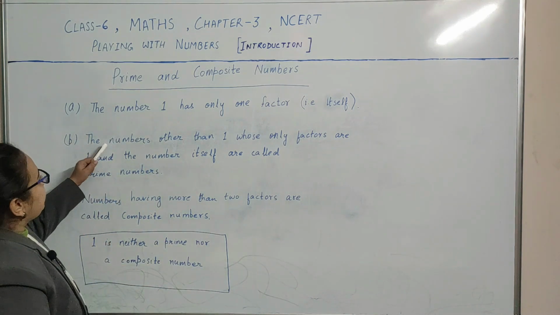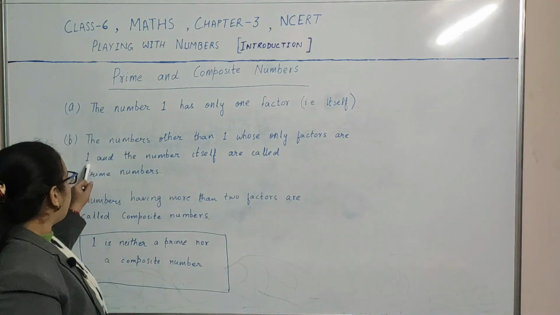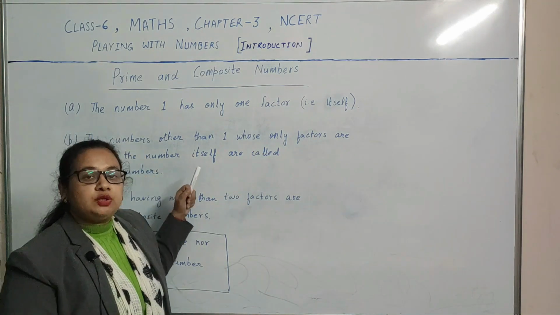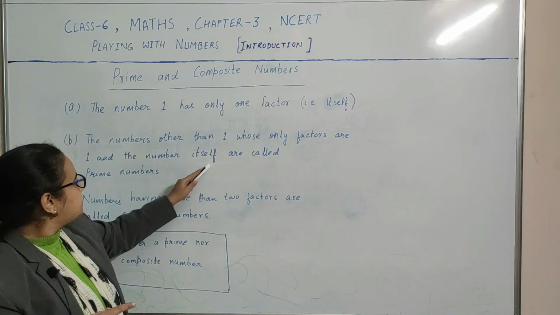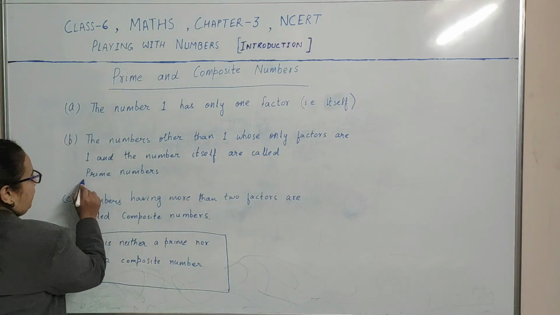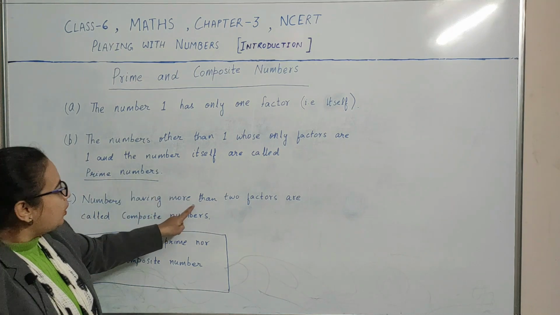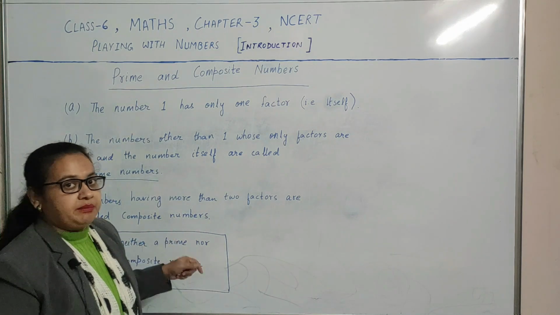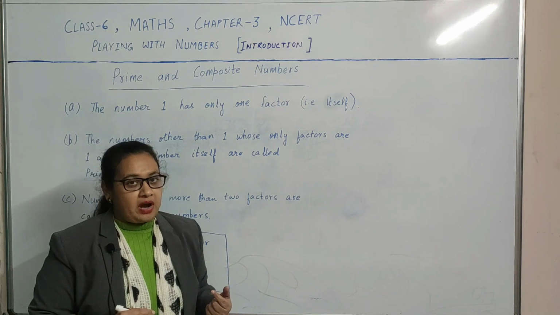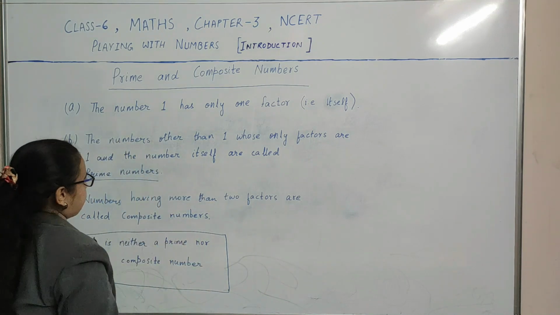Prime number definition: the numbers other than 1 whose only factors are 1 and the number itself. So the numbers which have only 2 factors, 1 and the number itself, are called prime numbers. And the numbers having more than 2 factors are composite numbers. The numbers which have more than 2 factors are known as composite numbers, right?